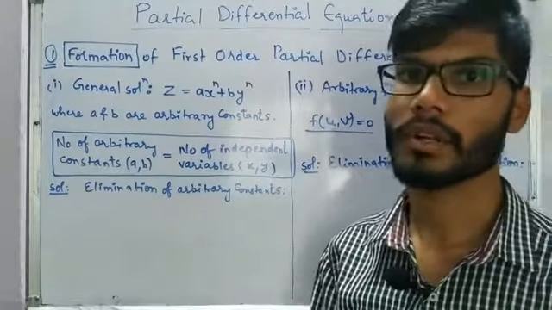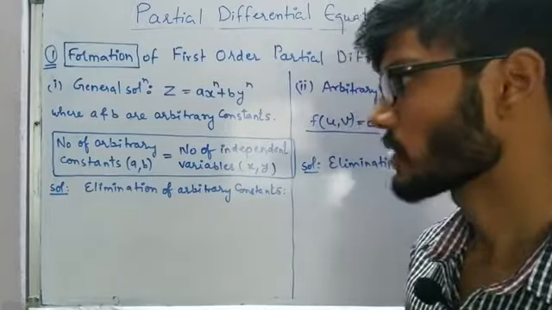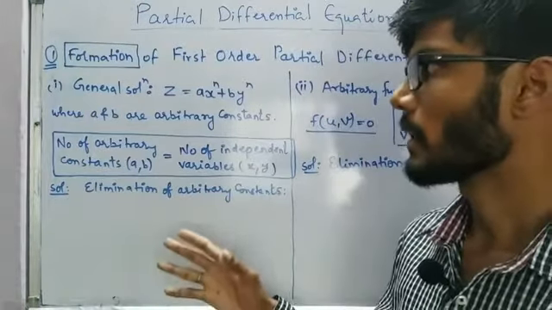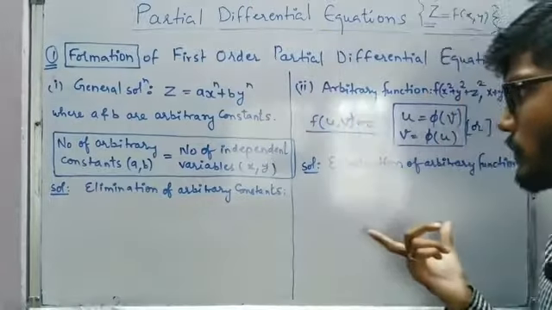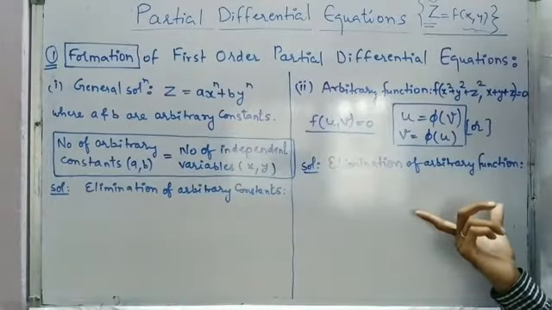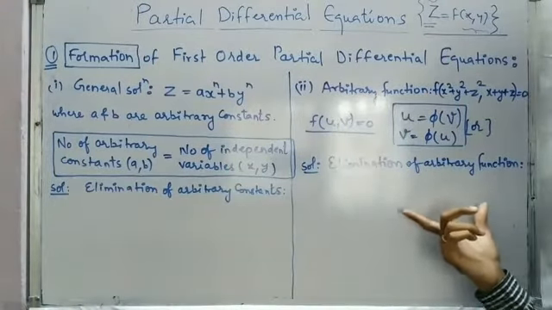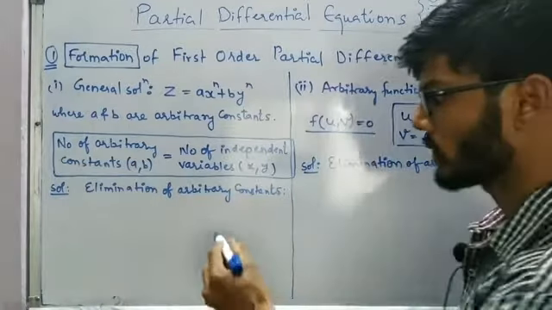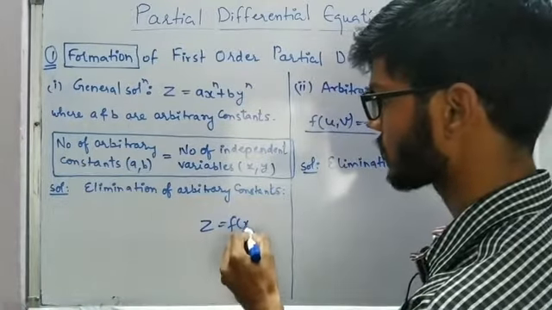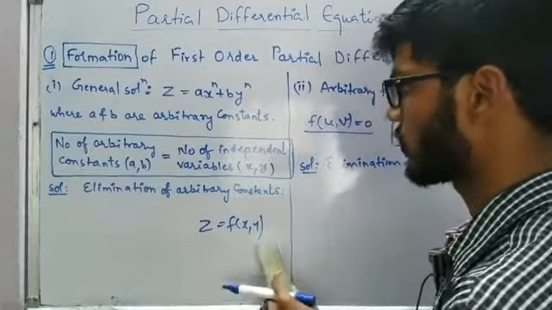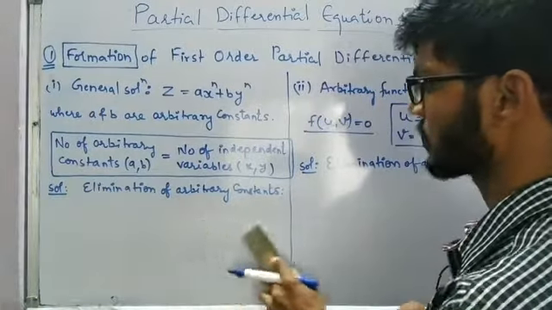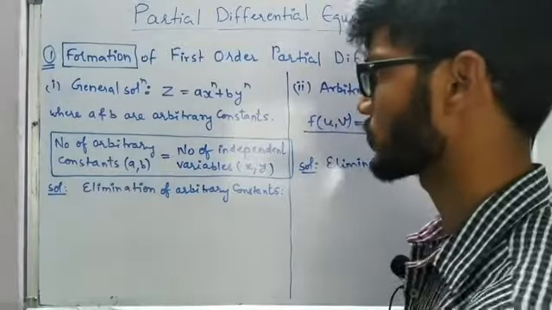So we are going to talk about only two arbitrary constants all the time. So in our case, we are going to get two arbitrary constants, or in terms of arbitrary functions, we are going to get only one arbitrary function. As we are talking about z is equal to a function of x and y, always keep in mind we are going to get either two arbitrary constants or one arbitrary function. So let us proceed in this case.